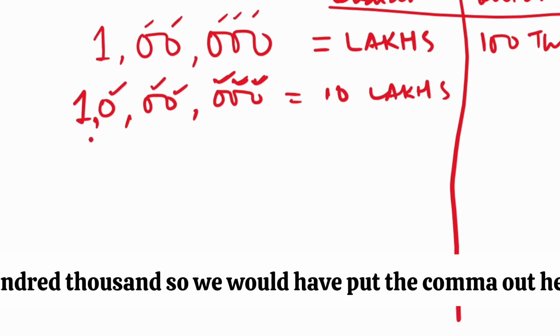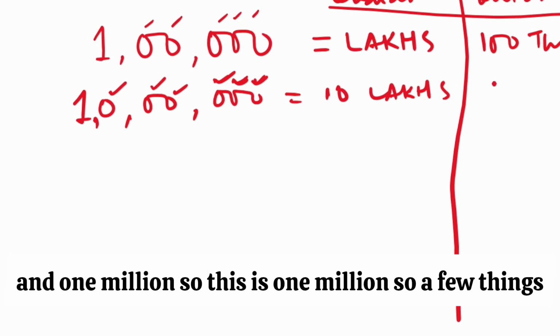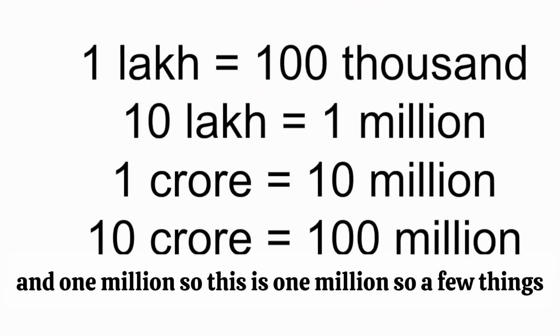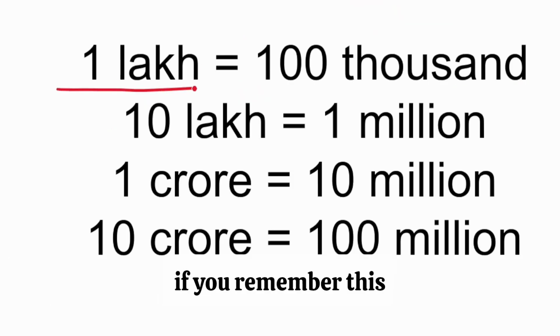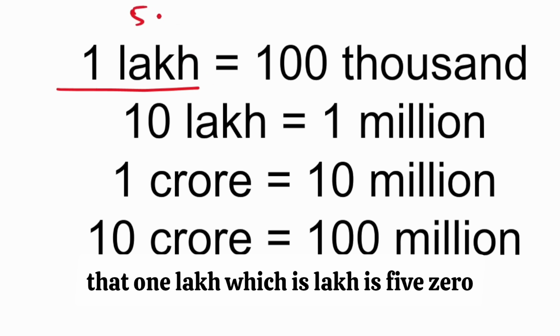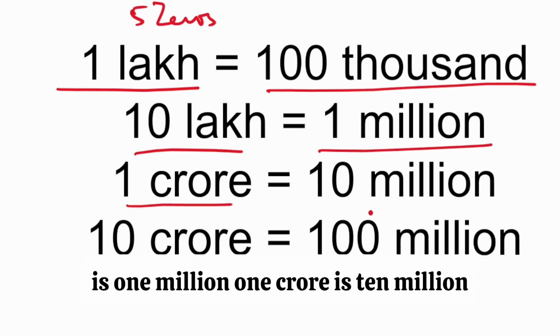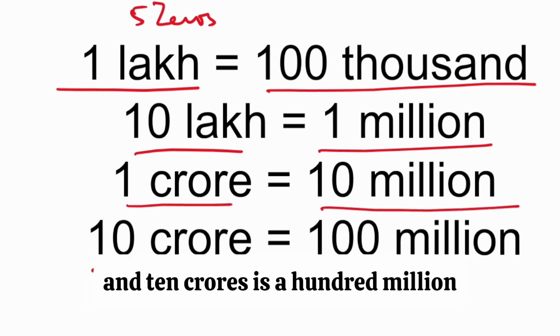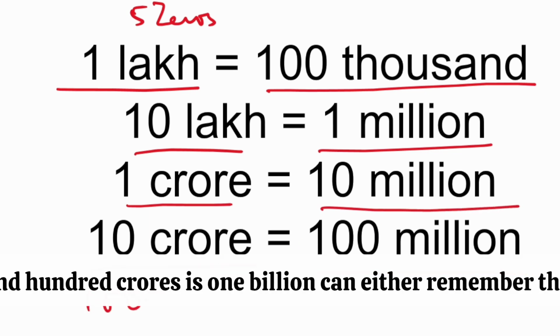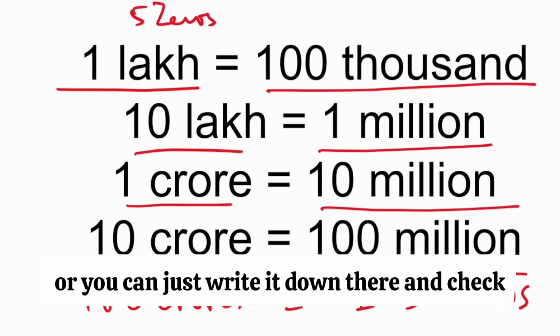So we would have put the comma out here, and 1 million. So this is 1 million. A few things that you need to remember. It will be good if you remember this, that 1 lakh, which is 5 zeros, is the same as 100,000, 10 lakhs is 1 million, 1 crore is 10 million, and 10 crores is 100 million. And 100 crores is 1 billion. You can either remember this or you can just write it down there and check.